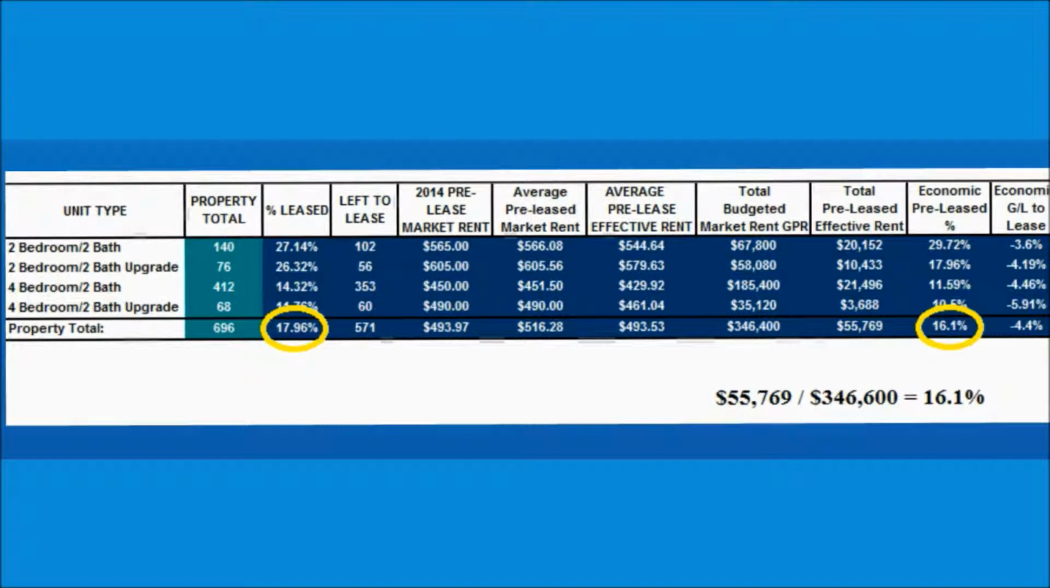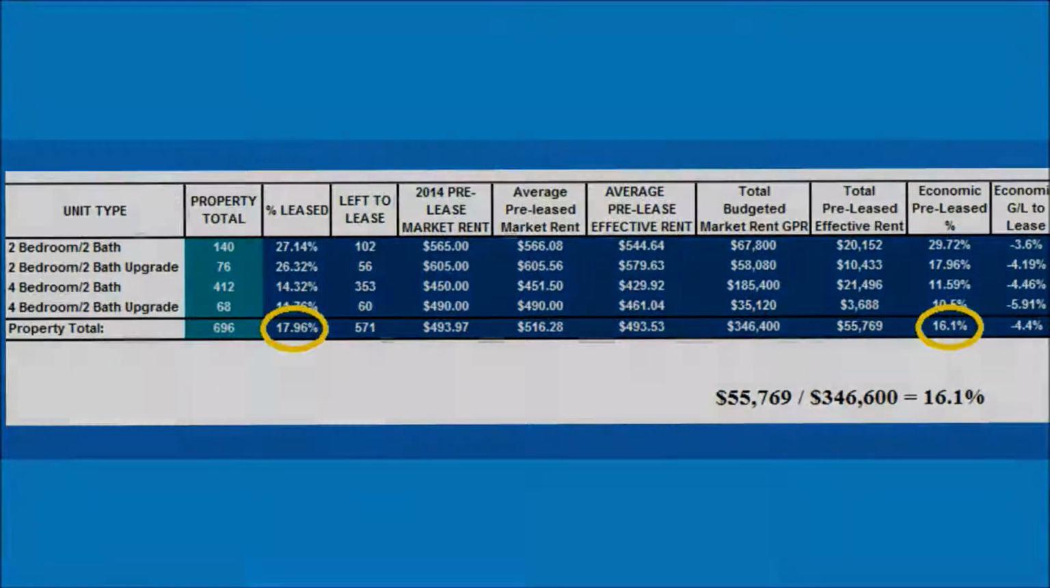Running this report frequently will allow for general managers to maintain a constant awareness of their economic occupancy as they pre-lease throughout the year. And this knowledge of the economic occupancy will truly allow for factual decisions to be made when it comes to determining concessions.